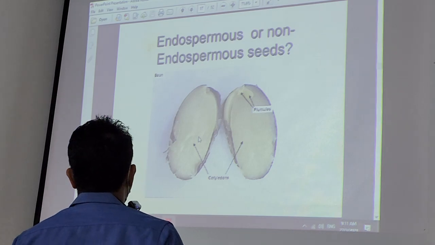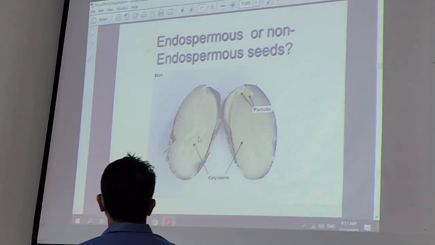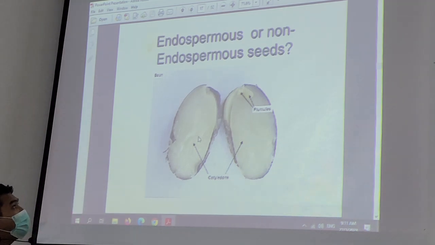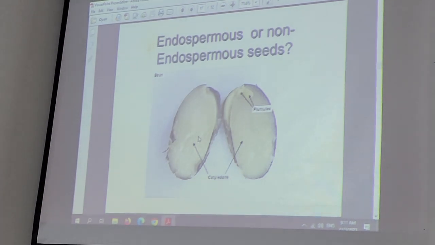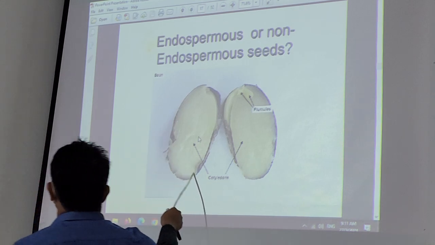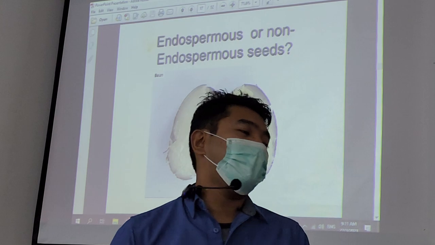Endospermous or non-endospermous? Look at this. Endospermous or non-endospermous seeds. This could be your exam question. The answer is already there. Is it non-endospermous or endospermous? Non-endospermous. Why? Because there is already a cotyledon. With a cotyledon, there cannot be an endosperm.